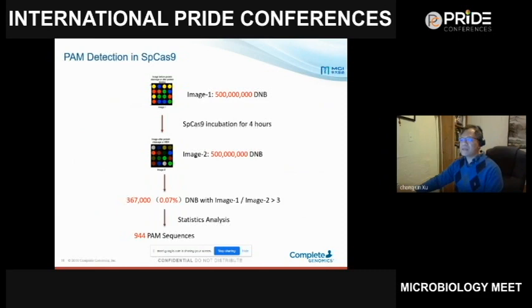after incubation with SpCas9 for 4 hours, we do another imaging. We found that about 300,000 DNBs had image 1 intensity divided by image 2 intensity larger than 3. Then we analyzed the features of these DNBs. We found 944 7-mers, which is important.